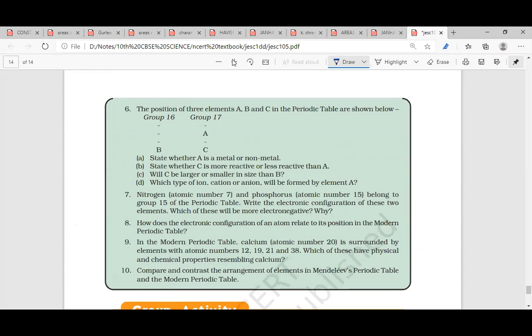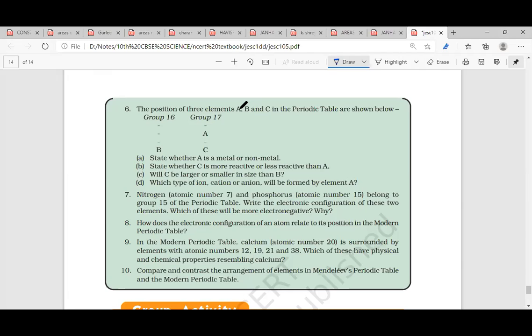Yesterday we have seen this question. Positions of these three elements A, B, C in the periodic table are as shown below. State whether A is a metal or a non-metal. It's a non-metal, because its last shell has seven valence electrons, so elements having 5, 6, 7 will be non-metals. It has the property of gaining one electron. So it will form an electronegative element. So therefore it is non-metallic.